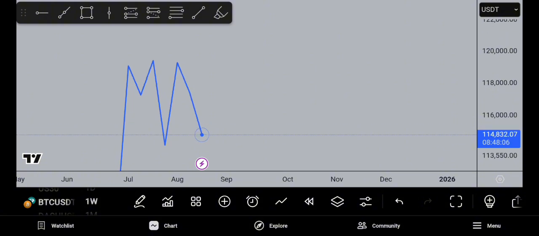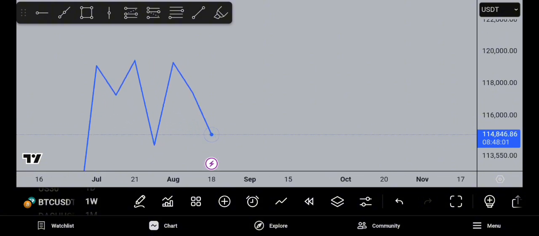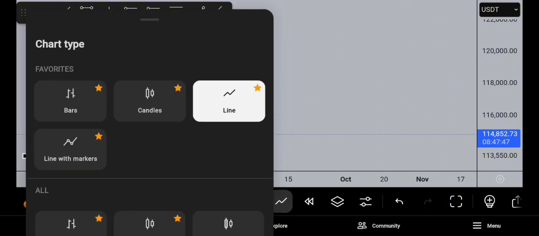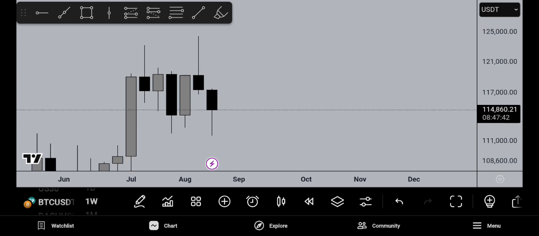So this is the weekly time frame on line charts. A line chart is only printing out the close of every candle. That's what a line chart does, and it's good to use when you're looking for support or resistance levels, very strong levels. That's when you use line charts.